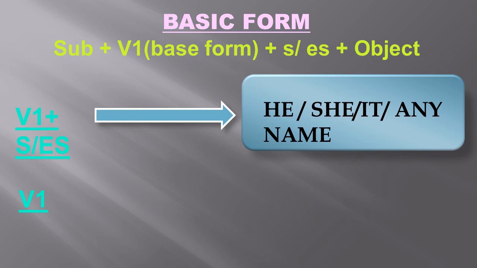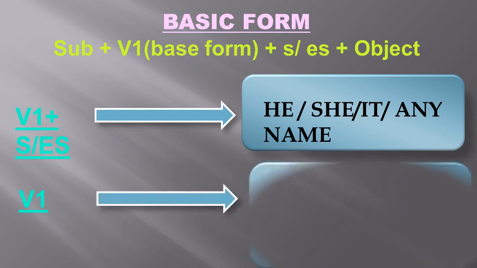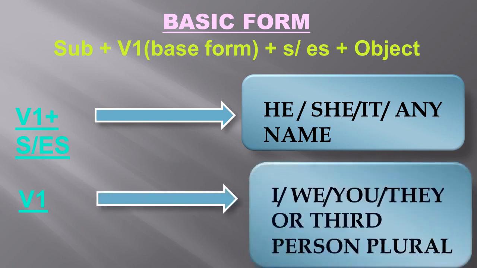And only verb first form will be used with I, we, you, they or third person plural. That means verb first form will be used with first person, second person and third person plural, whereas verb first form plus s or es will be used with third person singular.